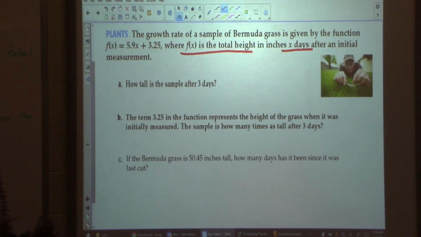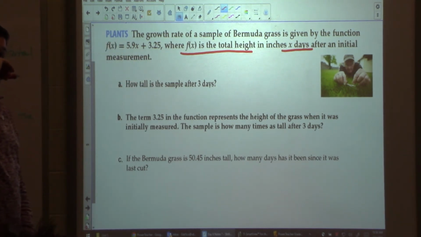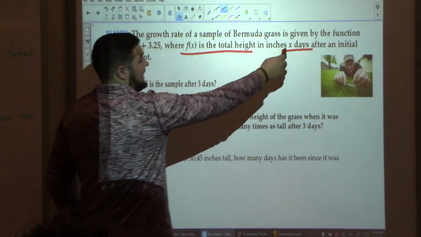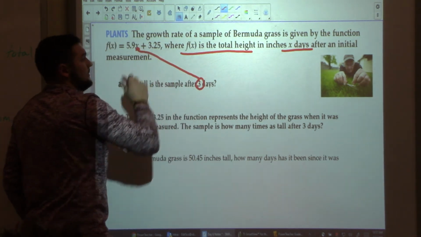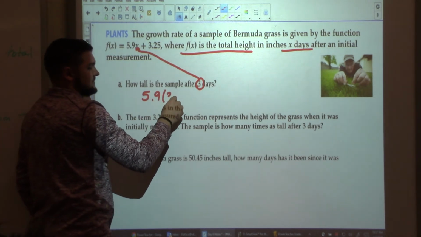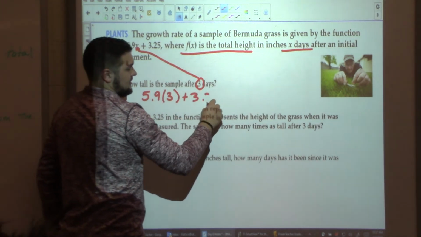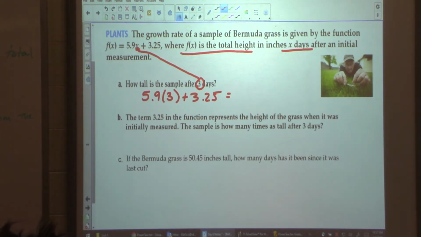What do you think we should do? Iman? Never mind, I forgot already. Never mind, okay. What do we think we should do? Plug in 3 for x. Plug 3 in for x, right? It says x is the number of days, so if I know it's 3 days, I'm going to plug it in for x. 5.9 times 3 plus 3.25. So throw that in your calculator.